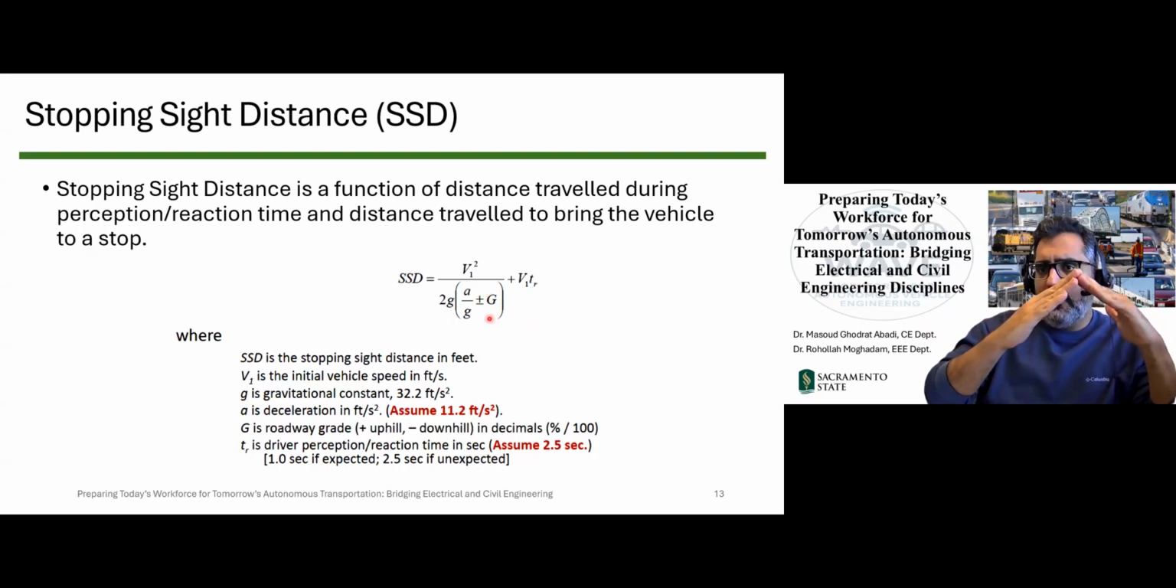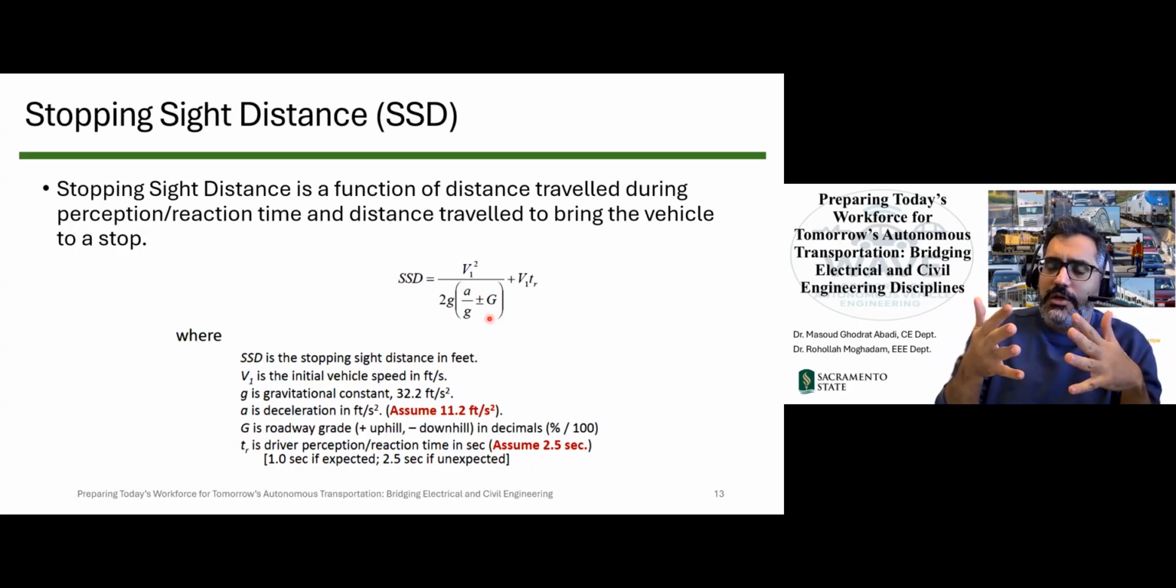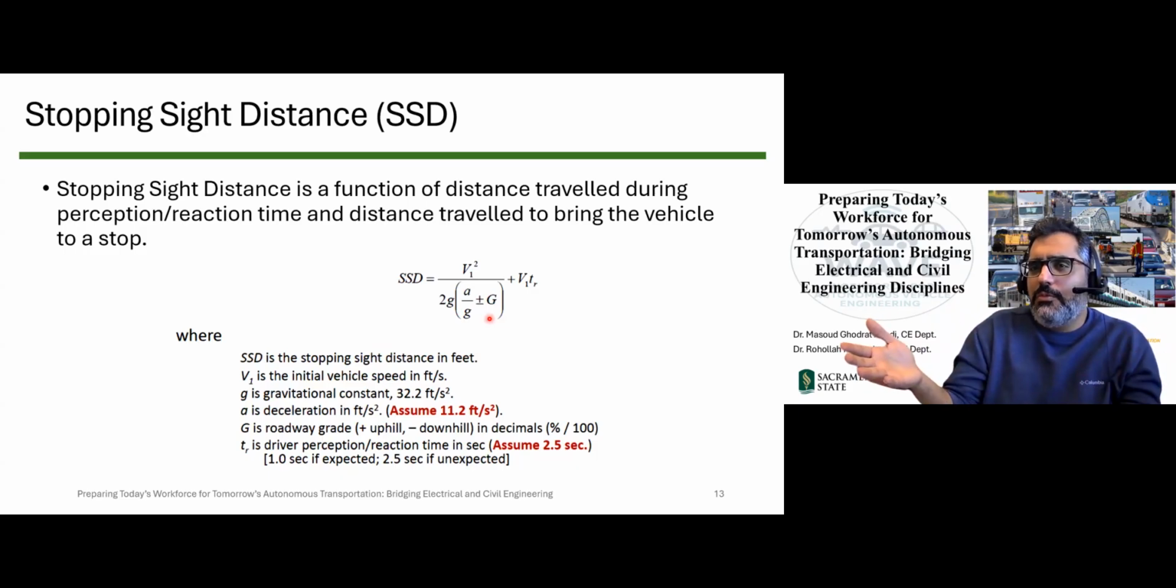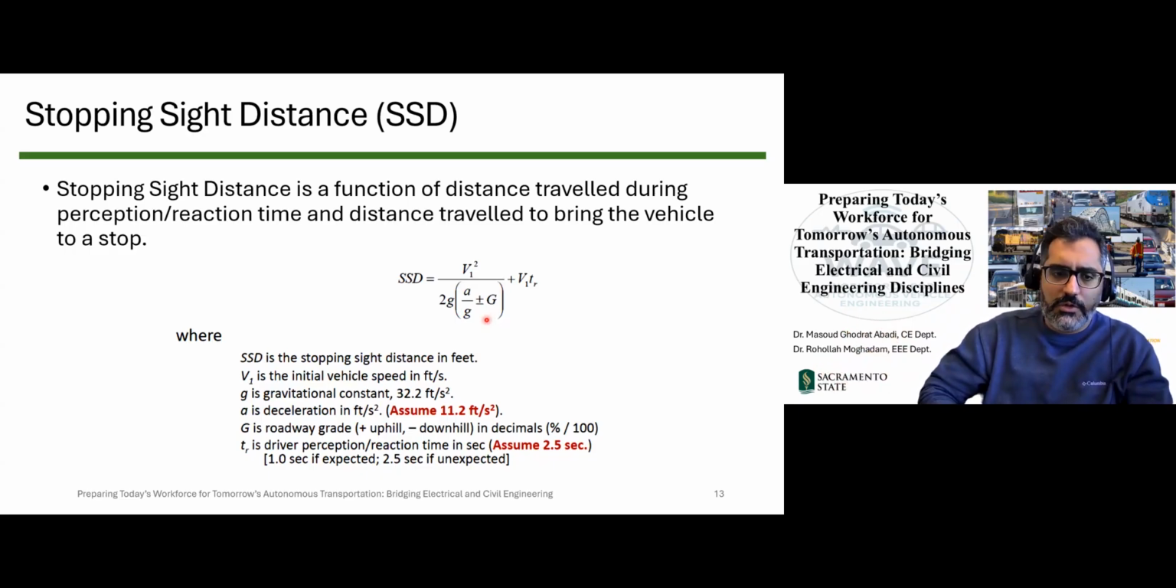Because when we're talking about vertical alignment, one side is going up, the other side is going down. These two could interact with each other and neutralize each other. Also, when we consider G, we seem to be on the safe side in our design, the more conservative side. So mostly we go with a G of 0. Then there is a deceleration rate of 11.2 feet per square second, which is considered comfortable and efficient for highway geometric design.